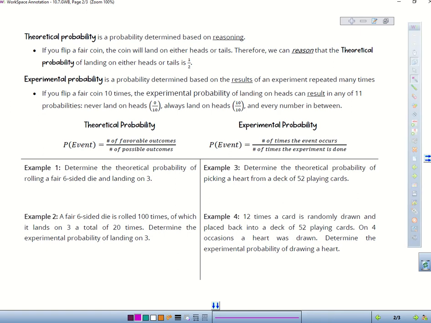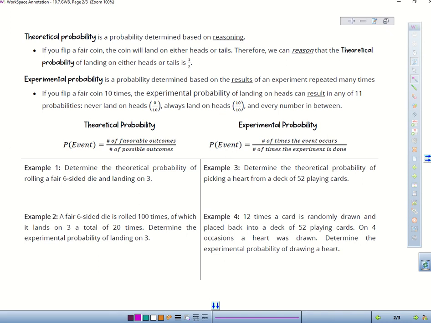So if you think about a coin flip, we know that each one of those sides is theoretically equally likely to occur. So we would say the chance of either one of those things occurring would be a 50% chance or 1/2. Experimental probability is based on results of an experiment repeated many times. So the more times you repeat an experiment, the more accurate the results of that experiment will be, right? Because you're using a larger sample size, correct? So if you were to flip a fair coin 10 times, you have the chance of getting no tails or literally all tails, correct? And anything in between that amount.